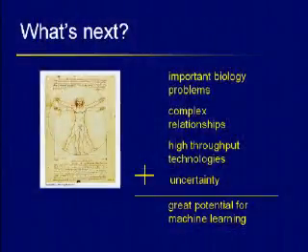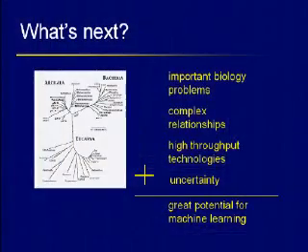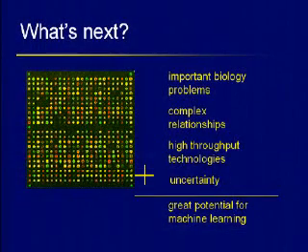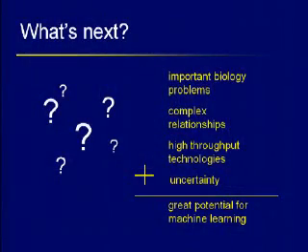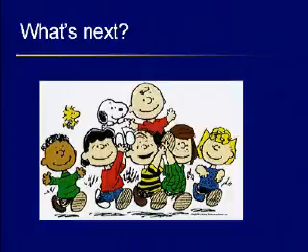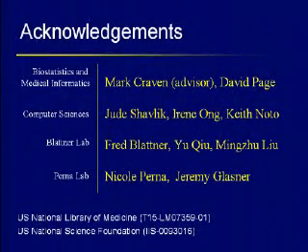Okay, so I've talked about using machine learning and probabilistic models to solve important biological problems, and I think machine learning has a very important role to play in biology and medicine in the coming years. We have these important problems, and we have complex relationships such as evolutionary trees, and we couple that with high throughput technology and uncertainty, and I think there's again a great potential for machine learning and probabilistic models here. And this will make all machine learning researchers happier, as well as contributing to society at large.